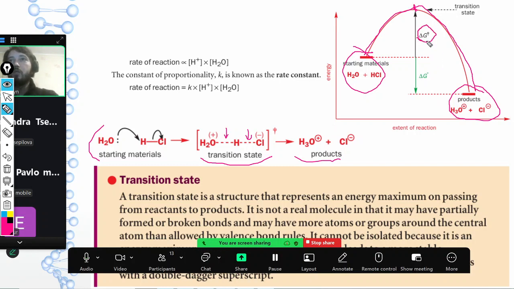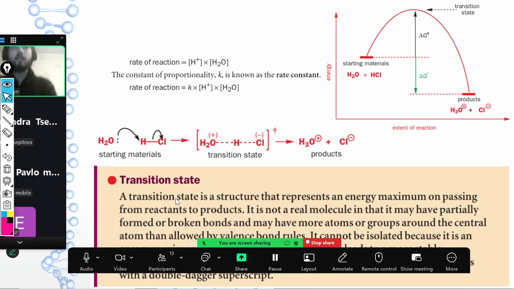And this delta G with double dagger will basically characterize how quickly the reaction goes, because your molecules should have enough energy to overcome that. And reminding you of the first slide where we had the Maxwell-Boltzmann distribution, you might guess that not all molecules have enough energy to surpass that state. So here is some sort of distribution for energies, and only some part may have enough energy to get through that state.